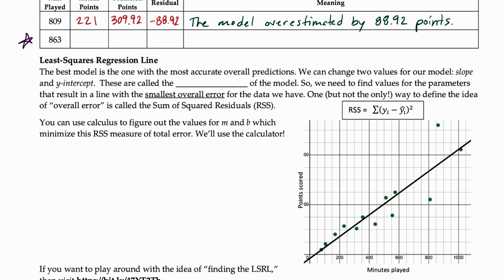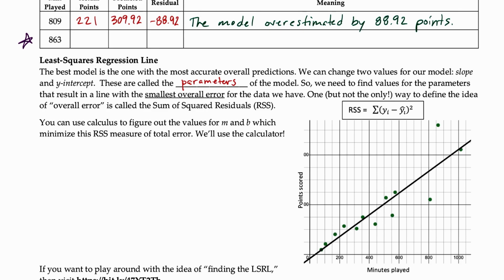The goal of the model here is to come up with the most accurate overall predictions. Now here's the thing, with a line, there's really only two things you can mess around with. You can change the slope of your line, and you can change the y-intercept. These are called parameters. So we only have these two parameters we get to monkey around with until we get what we hope is the best. We need to find values for these that result in the smallest overall error.